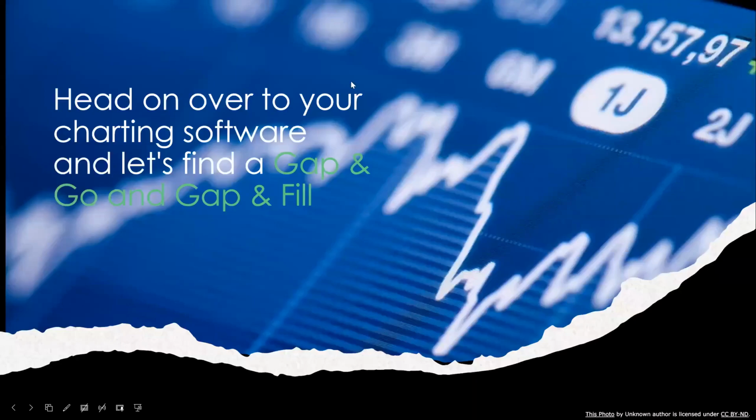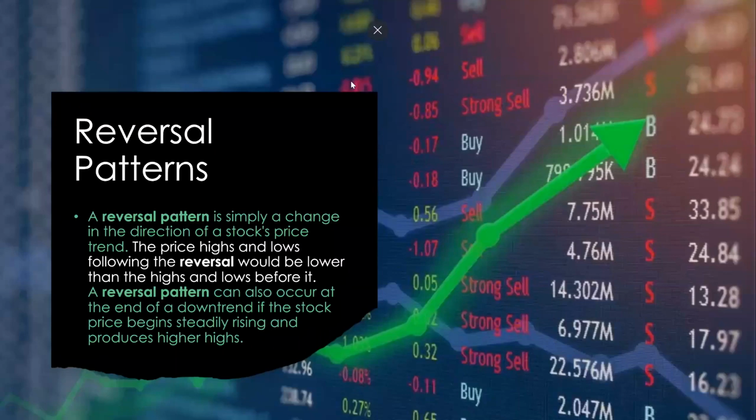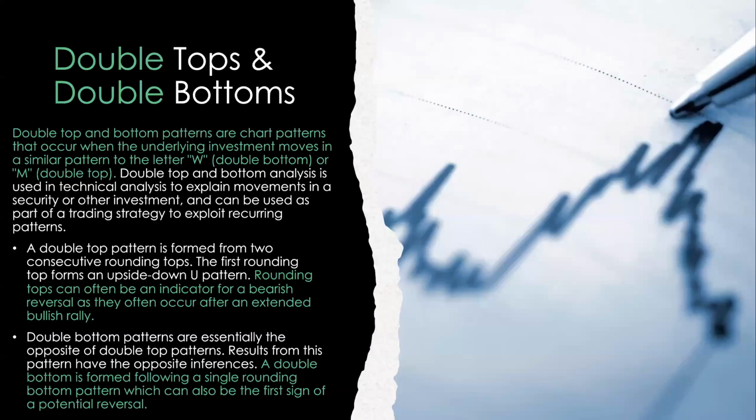Let's move on. Let's talk about reversal patterns. All right. A reversal pattern is simply a change in the direction of a stock's price trend. The price highs and lows following the reversal would be lower than the highs and lows before it. Common sense. A reversal pattern speaks for itself. All right. This can also occur at the end of a downtrend if a stock's price begins steadily rising and producing higher highs. So let's talk about double tops and double bottoms.